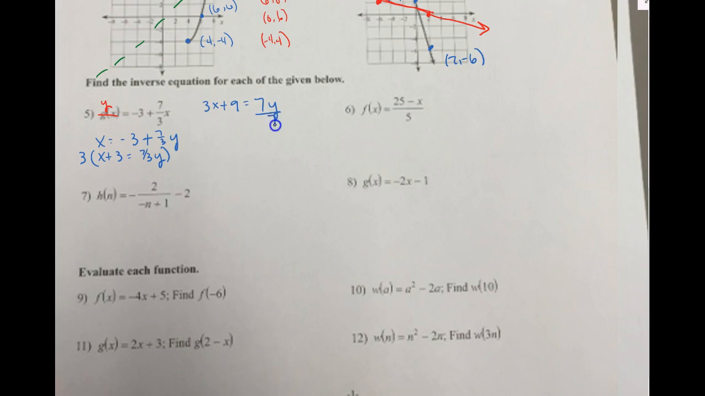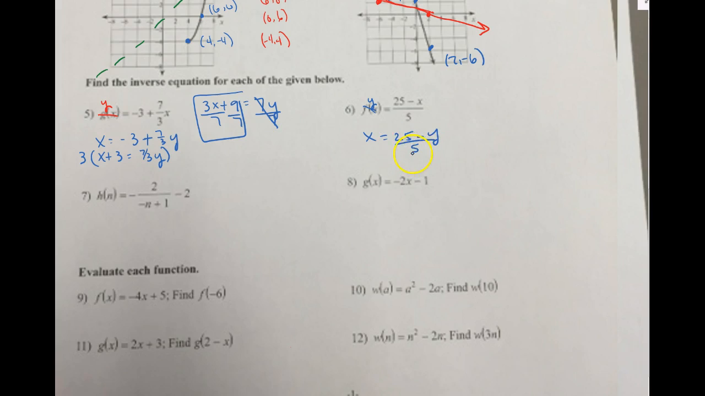And how do I get the y alone? Well, I divide by a 7. So that would be my final answer on number 5. Number 6, same thing. This is a y. So I just need to switch the x and the y.